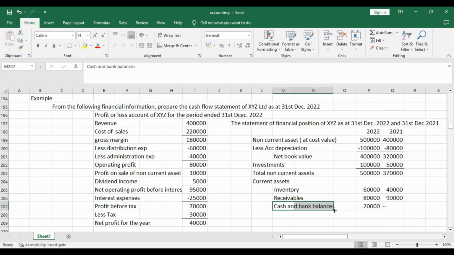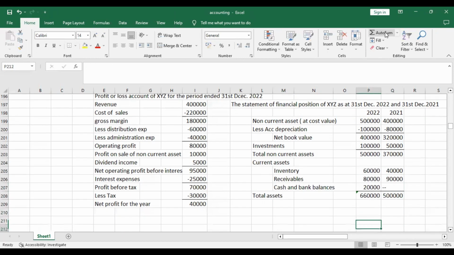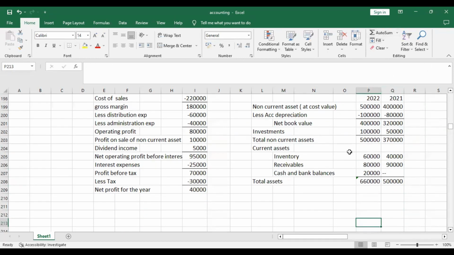Next, current assets are over. So total assets: when you add all these things, you get total assets. How much are the total assets? It will be 660,000 and 500,000.